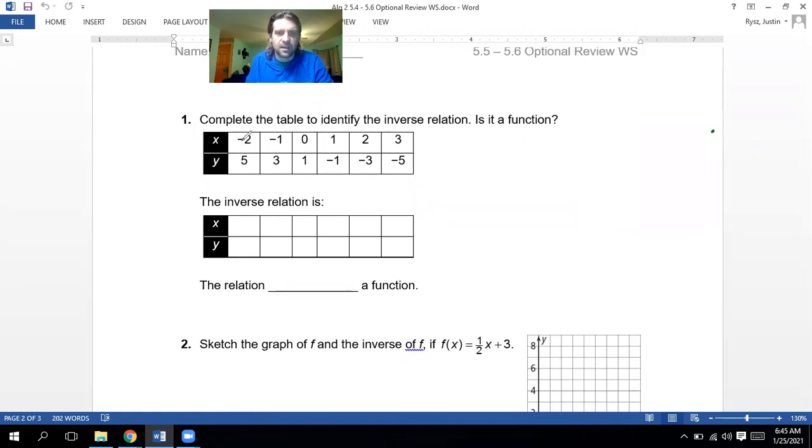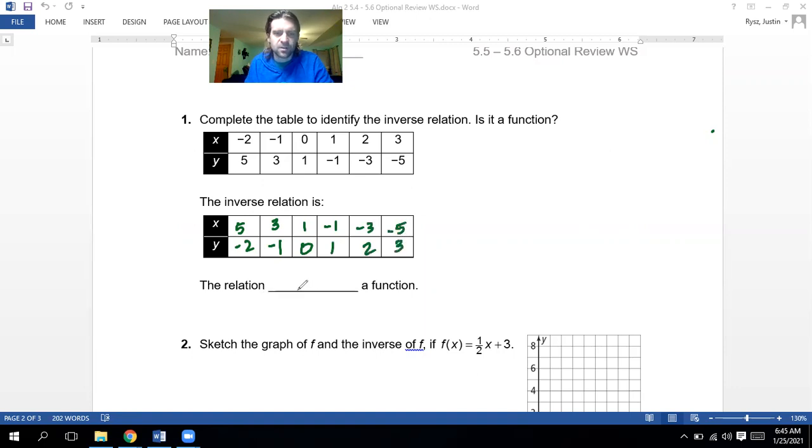We got to complete this function here. All we need to do to find the inverse is replace all the x's with y's and all the y's with x's. So negative 2, 5 becomes 5, negative 2. All right, negative 1, 3 becomes 3, negative 1, 0, 1 becomes 1, 0. Next, we got negative 1, 1, negative 3, 2, and then negative 5, 3.